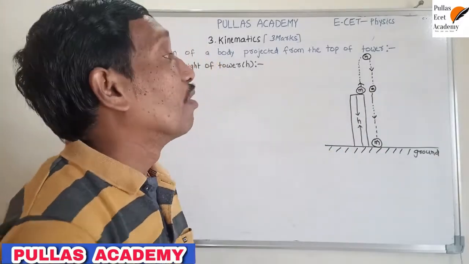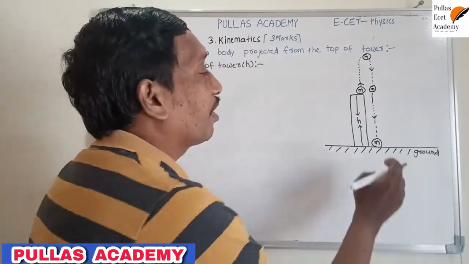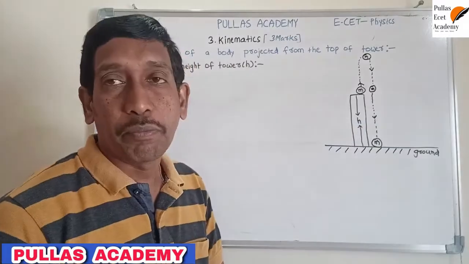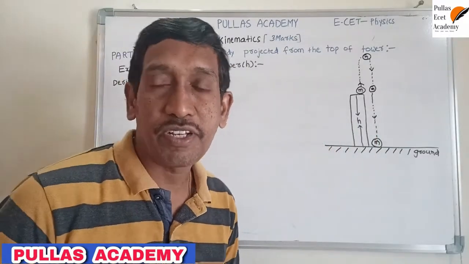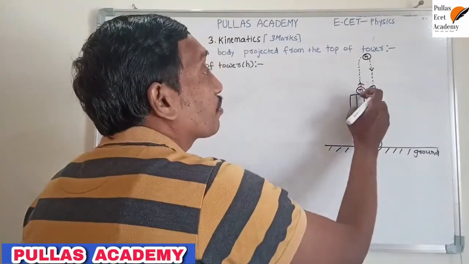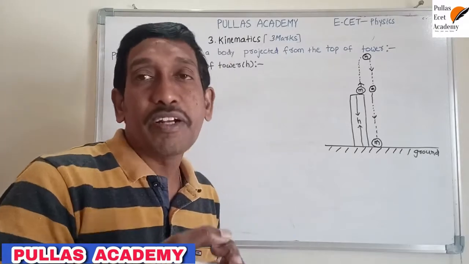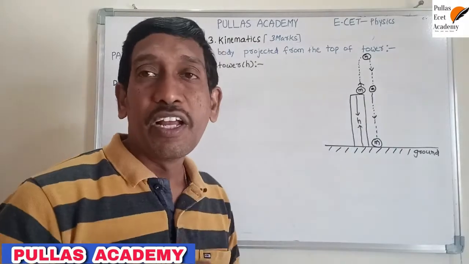For this body, what is the initial position? At the top of the tower. What is the final position? Here on the ground. These are the important points. Now we are going to construct the expression for the height of this tower. One body is projected upwards. Projected means we applied some external force.